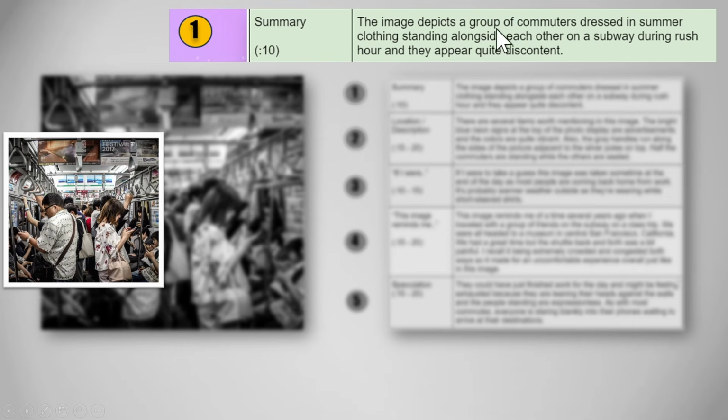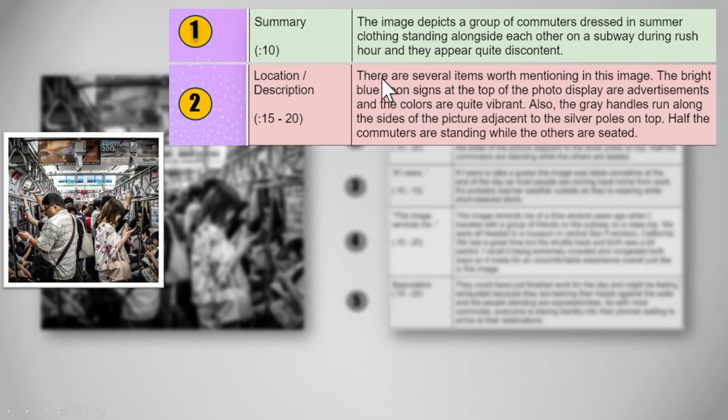So we have good structure. We have a complex sentence. We have words that are high on the academic scale, lexical complexity with alongside and discontent. This is our summary. We speak for 10 seconds. And now step number 2.